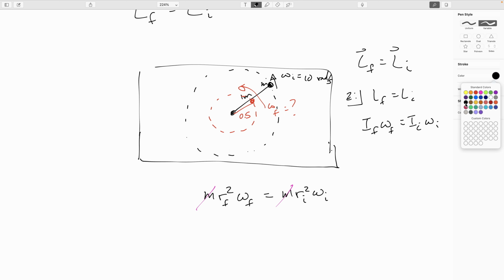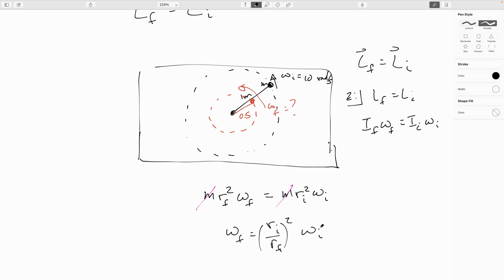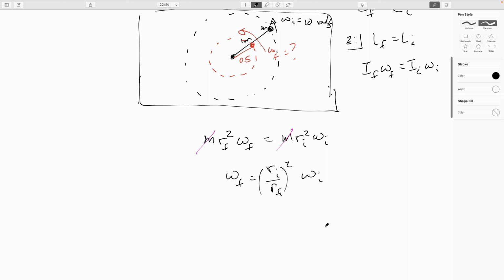All right. So we can solve for omega final to get r initial over r final, quantity squared, times omega initial. So this will be 1 meter over half a meter, squared, times 10 radians per second, equals 40 radians per second.